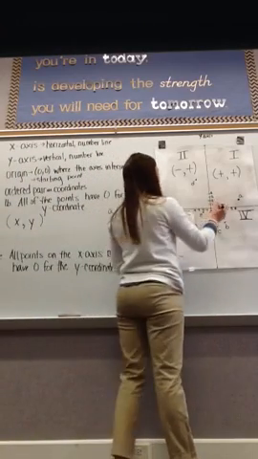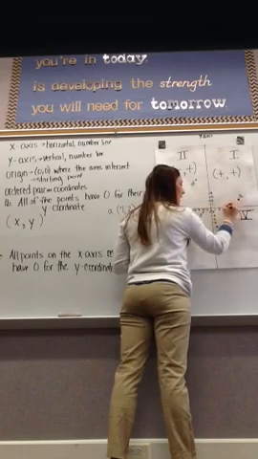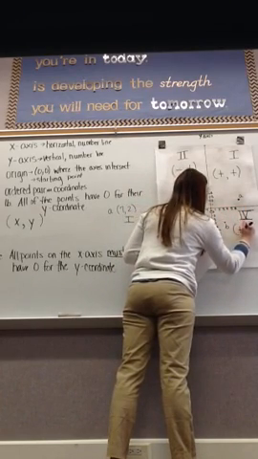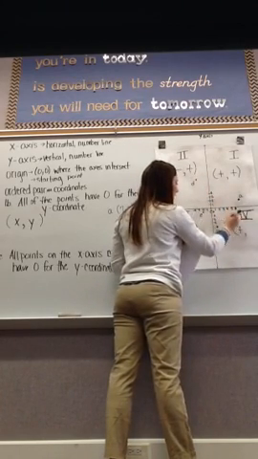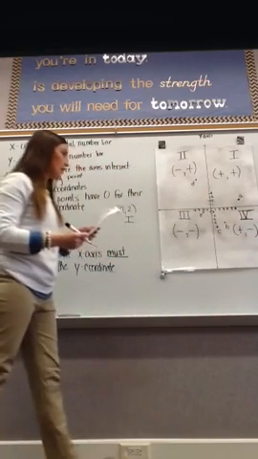For quadrant 4, okay, so we're moving the x-axis first, starting at the origin. So our x-coordinate would be positive. And then to move down on the y-axis, our y-coordinate must be negative.